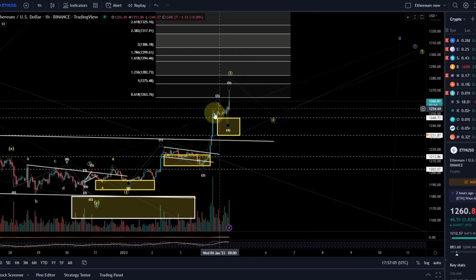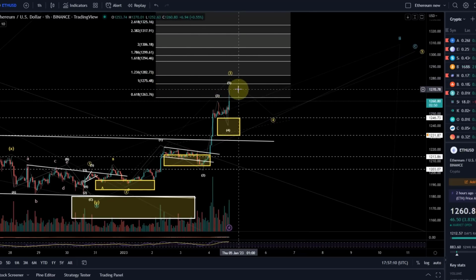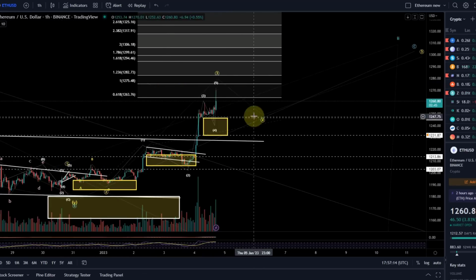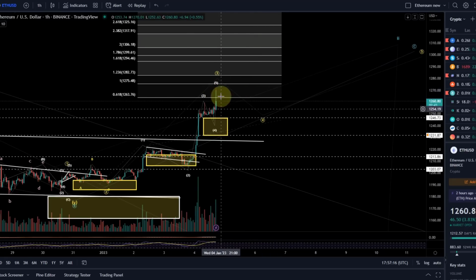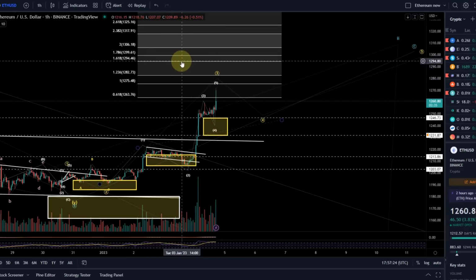But okay, the first target was here, 1275. We nearly reached it. We came all the way up to 1270. It's not easy. We missed it slightly, but it could be a wave 5 already. But we need to take a look at the lower level wave count as well. So the ideal target was here between 1275 and 1294.